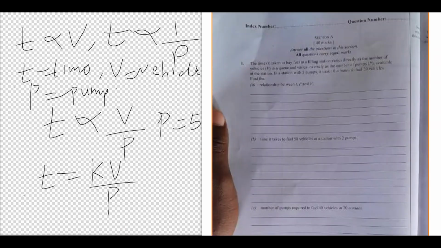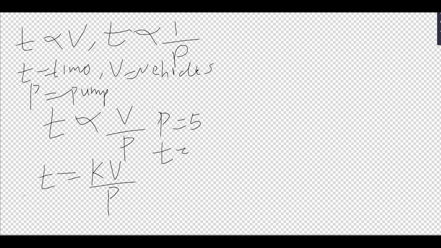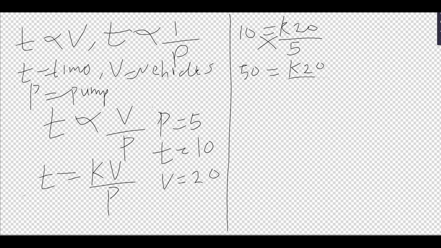Then we also have that it took 10 minutes to fill 20 vehicles. So the time is 10 minutes and the number of vehicles is 20. We can introduce these values to get our constant K: 10 equals K multiplied by 20 all over 5. When we cross multiply, we have 50 equals 20K. Then we divide both sides by 20, so our K will be 5 over 2, or 2.5.